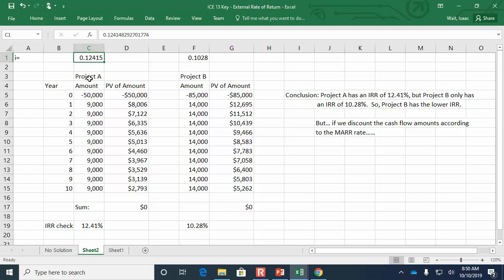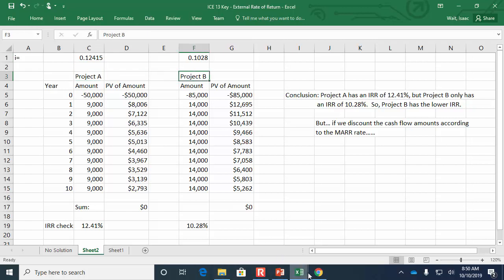So just by the initial looks of it, if you didn't know better, you'd maybe think that project A is better. Someone who didn't know the rules would say, well, project A is better because it costs less and it has the higher rate of return. And that's an attractive argument, but it's not right. And the proof that it's not right is if we find the present value of both projects.